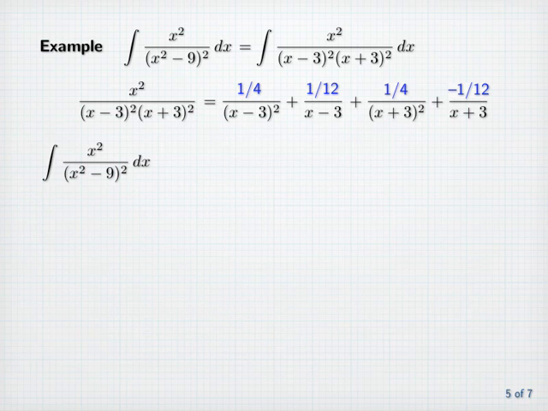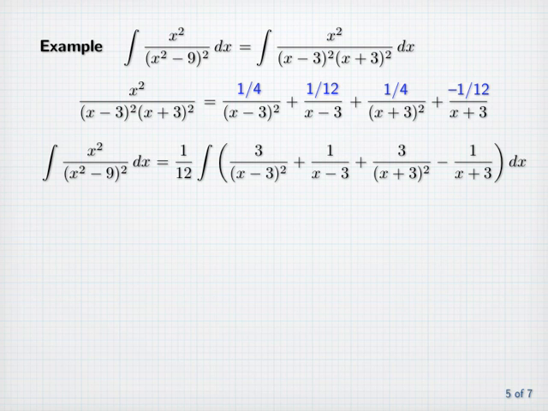Now, noticing that we can factor out 1/12, we'll write our problem as 1/12 of the integral of 3 divided by x minus 3 squared plus 1 divided by x minus 3 plus 3 divided by x plus 3 squared minus 1 divided by x plus 3. So now we're ready to integrate. If we substitute u equals x minus 3 in the first term, then dx and du are the same thing, so that term looks like 3 du over u squared, which would give us a minus 3 u to the minus 1, so that term ends up giving us a minus 3 over x minus 3.